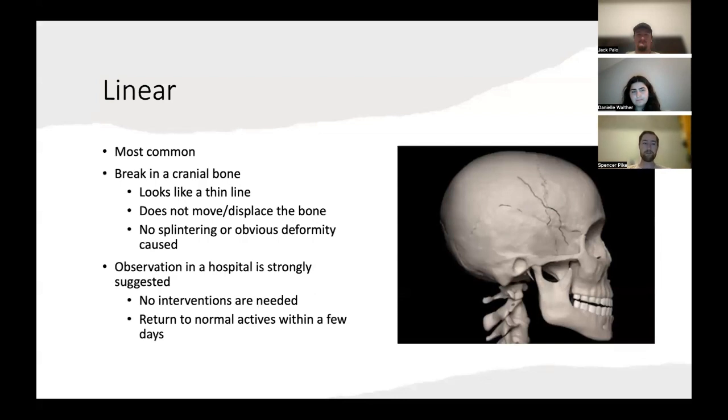So, as said before, this is a linear skull fracture. It is the most common. It is essentially just a break in the cranial bone, and it looks like a thin line on the X-ray. And the key thing about a linear skull fracture is that it doesn't move or displace the bone, and there's no splintering or obvious deformity when you look at it.